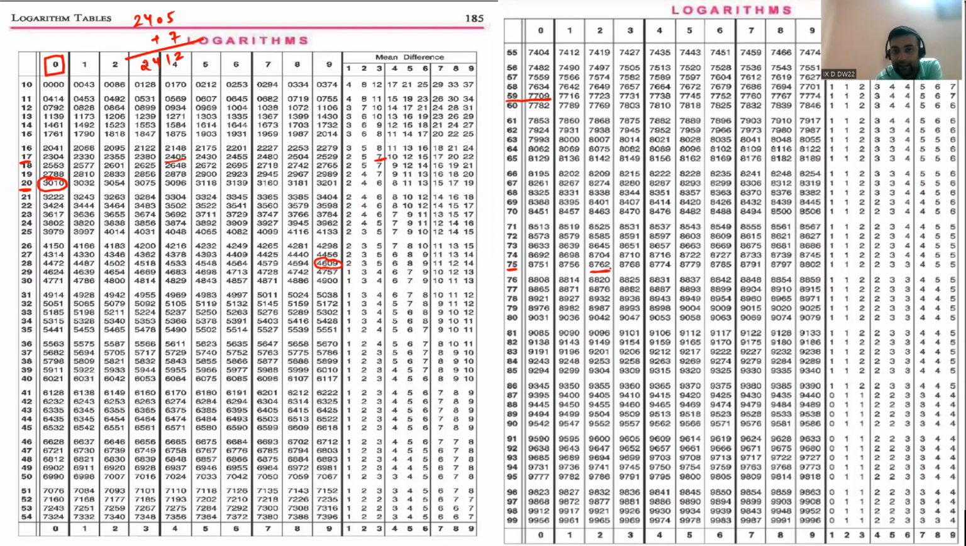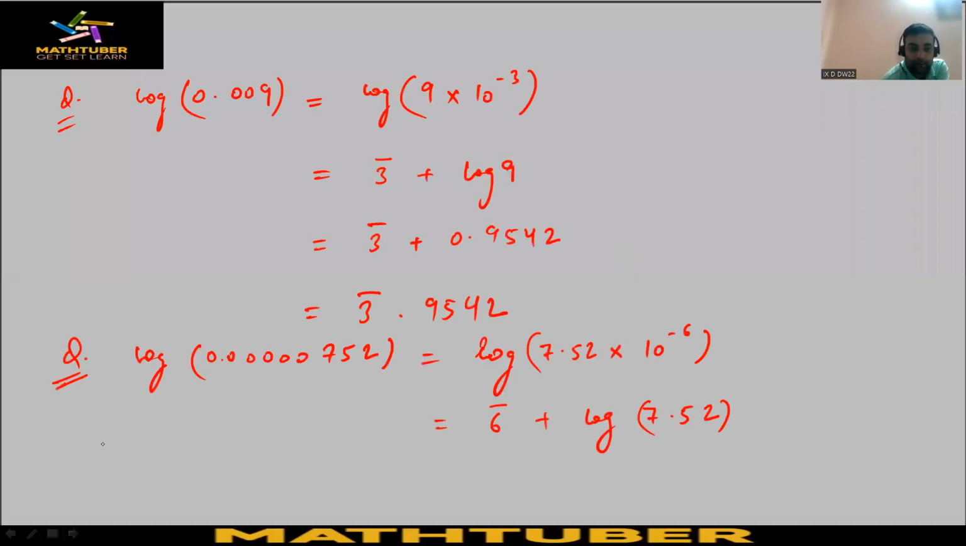So 8762 is the value at the second column of 75. So 0.8762 will be the... 0.6782. So it will be 6 bar 0.6782 will be your answer, right? So this is how we can go for the log tables.